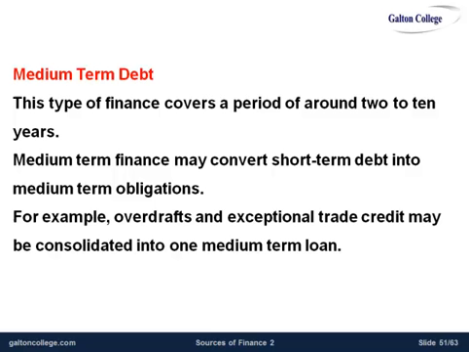Medium-term debt. Well, this type of finance covers a period of 2 to 10 years. Medium-term finance may convert short-term debt into medium-term debt. Companies who have short-term debt sometimes don't want to repay it, or perhaps they want to use the resources for some other project. They don't want to repay the short-term debt, so they may be able to negotiate a longer time period, so it becomes medium-term. For example, an overdraft and exceptional trade credit may be consolidated into a medium-term loan. It's quite common.